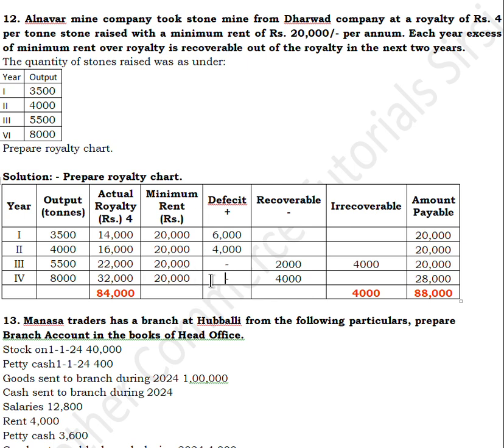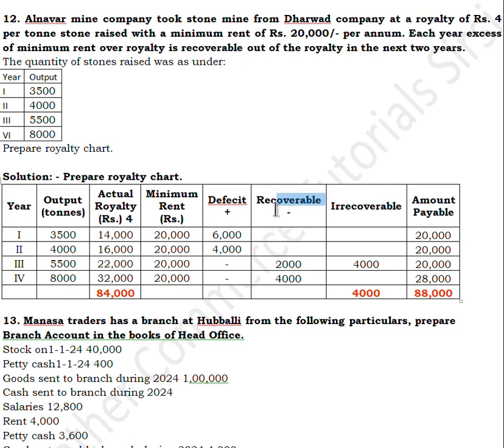Positive numbers do not fit in deficit. Similarly, for the fourth year, 32,000 minus 20,000, so the answer is coming in positive. So I will make it as nil. So always remember, deficit is third column minus fourth column only if the answer is in negative.